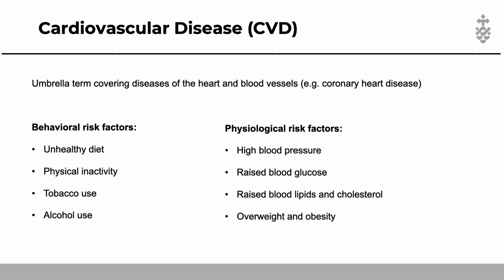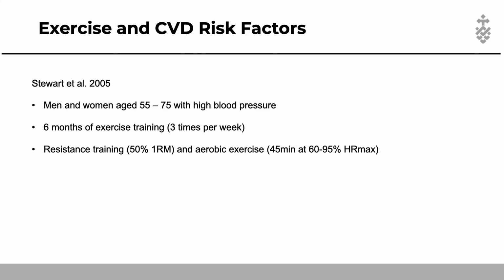So let's have a look at how exercise can help to avoid cardiovascular diseases in the future. In a study by Stewart, they gathered a bunch of middle to older aged adults, so people from 55 to 70 years old who had been diagnosed with untreated high blood pressure. They got these people to start participating in a training program. The training program involved both resistance and endurance training.